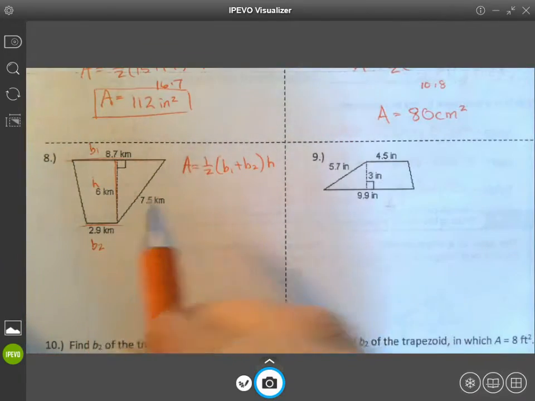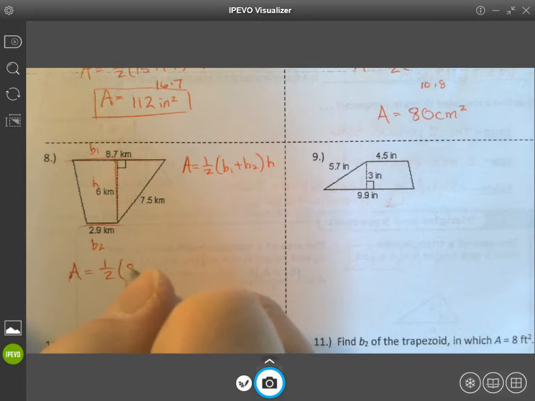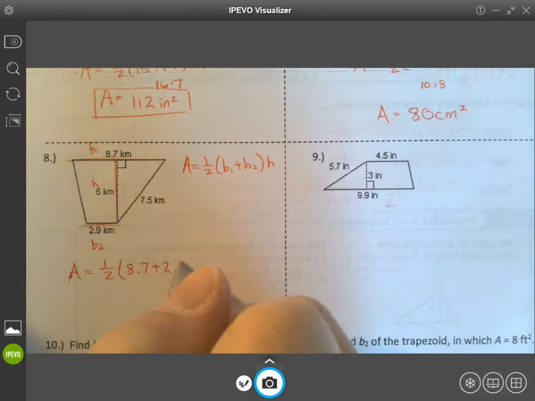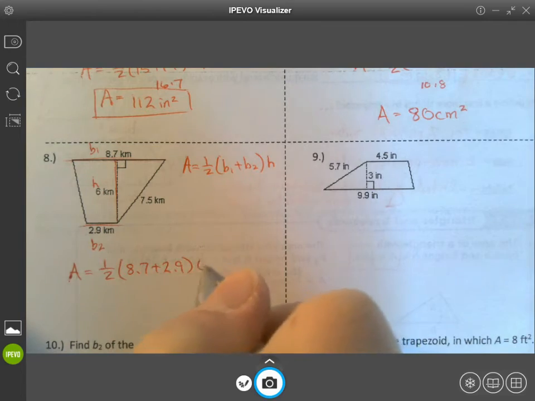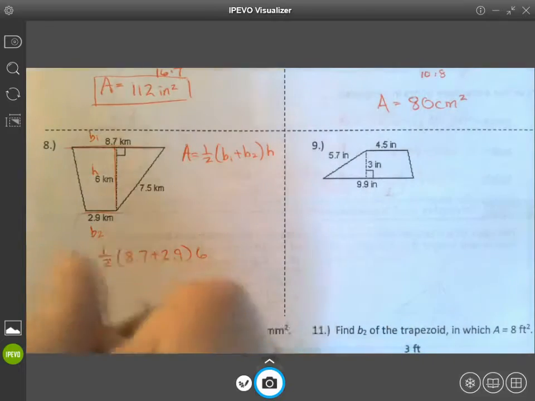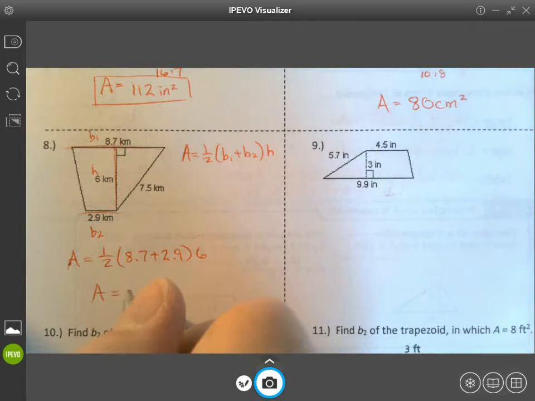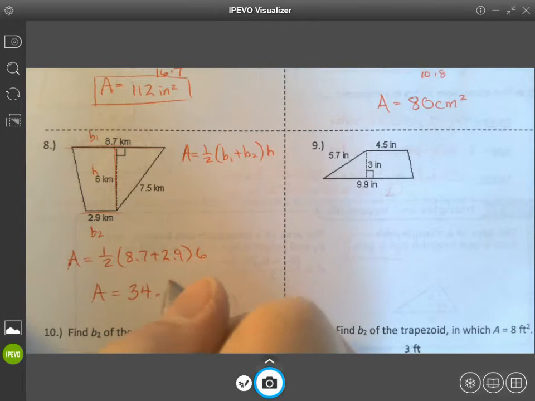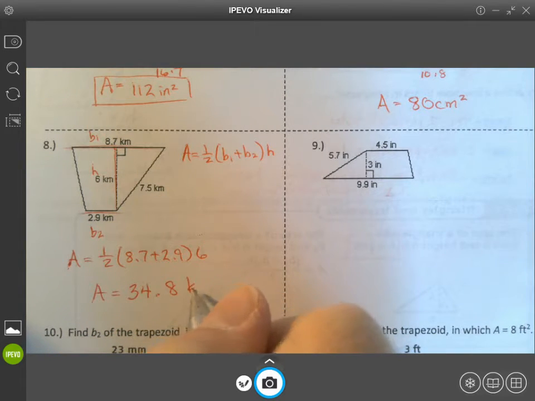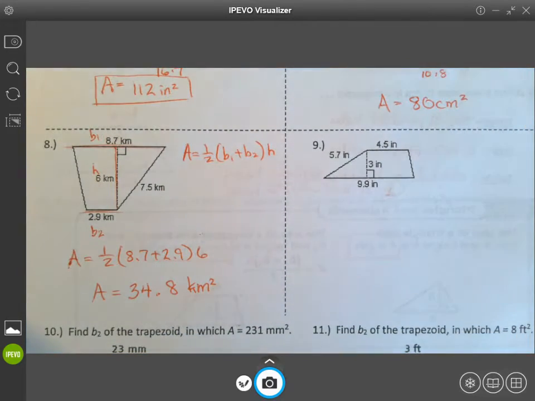All right, so this was extra. So when we find our area, we do want to see what you're plugging in. 8.7 plus 2.9, the two bases, times a height of 6. So show us what you plug in, and what do we get out? No one's talking to me? All right, well, you better double check me. 34.8. Yep, 34.8, and what will we label it? That's kilometers, right? Squared. KM is kilometers, you're right.